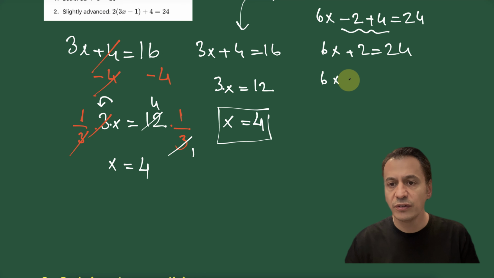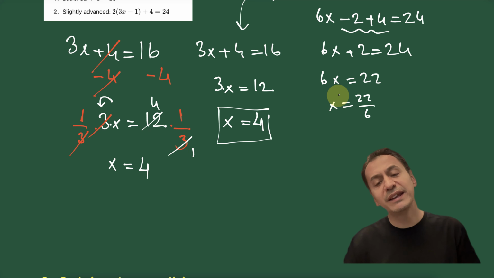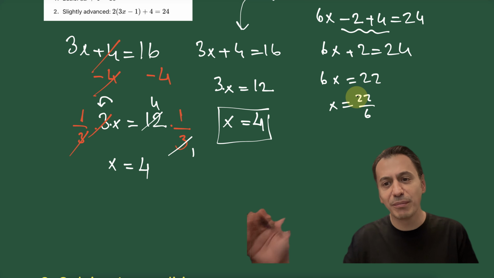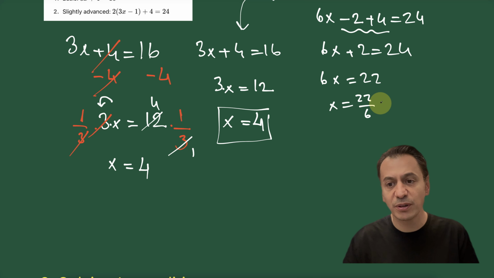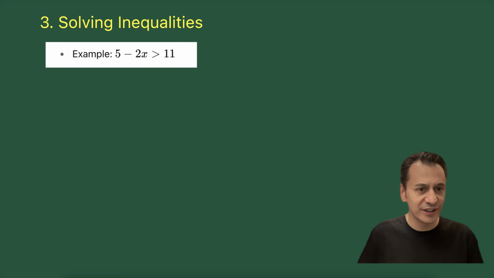6x equals 22 and x equals 22 over 6. But you may not get this result in the multiple choices because generally it's given in the simplified version. So you will see, simplifying both parts by 2, I get 11 and 3. So it's 11 over 3. Okay. Inequalities are much like equalities, but they have one little twist, and we will see that.